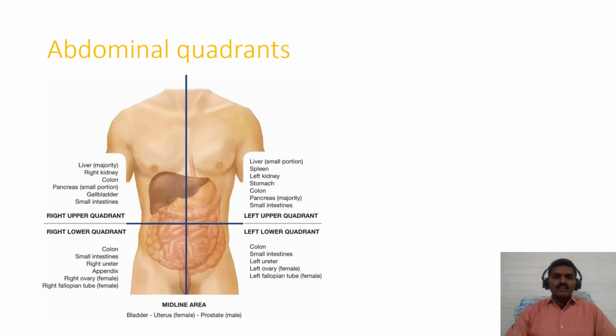In the midline, there is the bladder, uterus in females, and prostate in males. Along with these 4 quadrants of the abdomen, the external genital region is also considered a part of the abdomen. When we go into divisions of the abdomen, we'll see in detail.